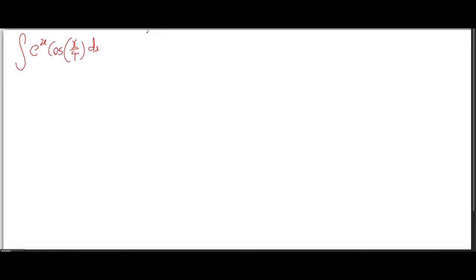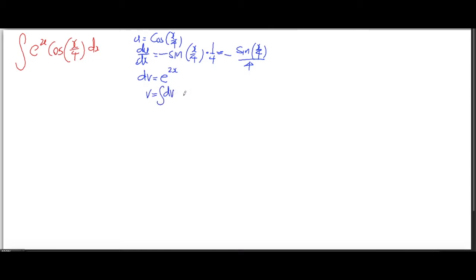Okay, so exponential comes last, so make u equals to cos x over 4. From here we can differentiate: du over dx is negative sine x over 4, multiplied by 1 over 4, which simplifies to negative sine x over 4 over 4. Then dv will be e to the power of 2x, and v is integrating dv, which gives us e to the power of 2x over 2.